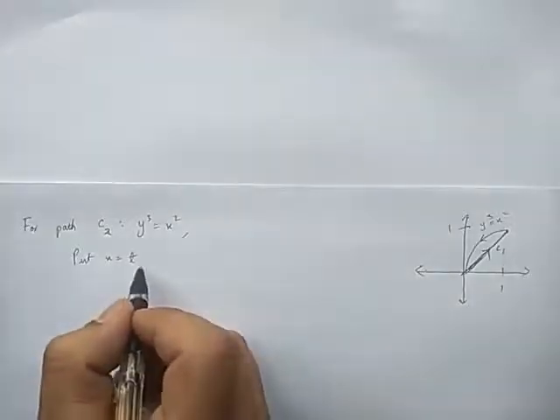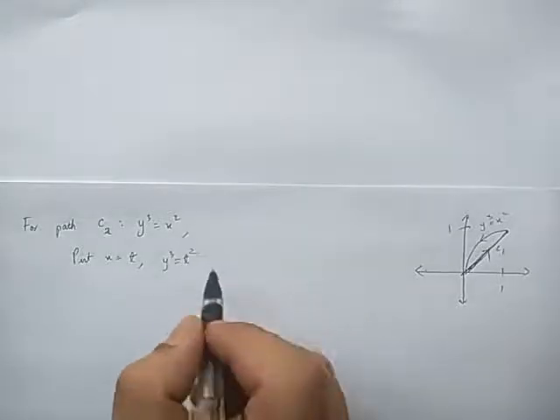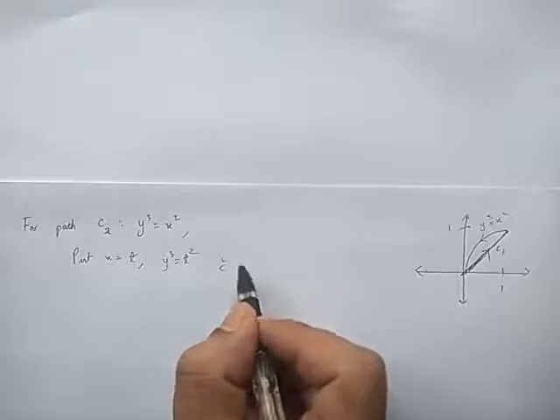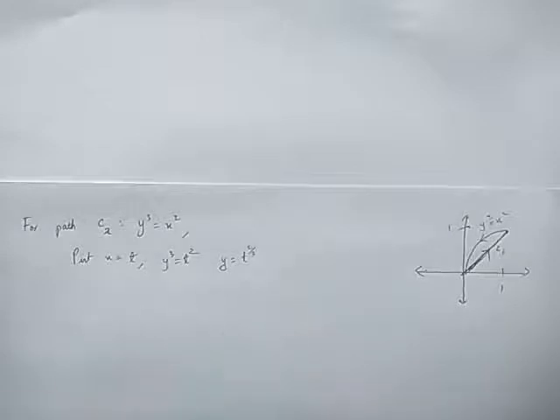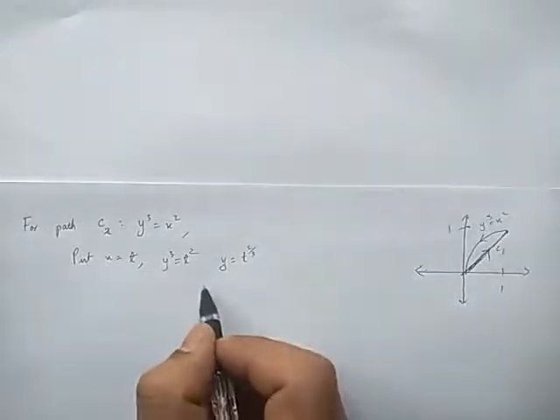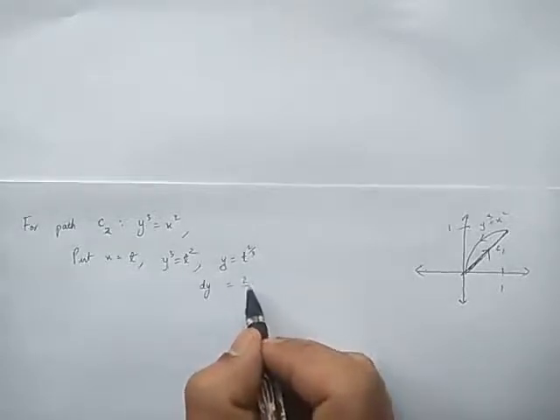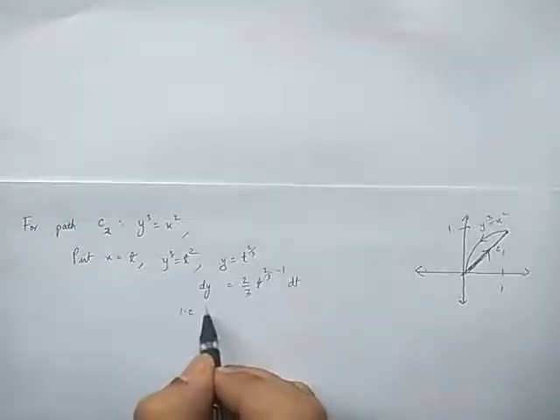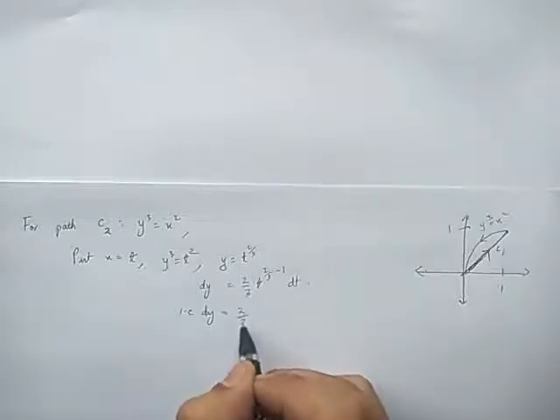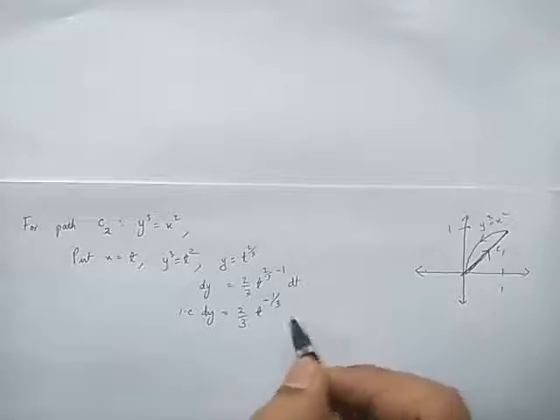So we put x is equal to t. Then what about y? Y cube equal to t square, which implies y equal to t to the power 2 by 3. Then dy is going to be equal to 2 by 3 t to the power 2 by 3 minus 1 dt. That is dy equal to 2 by 3 t to the power minus 1 by 3 dt.